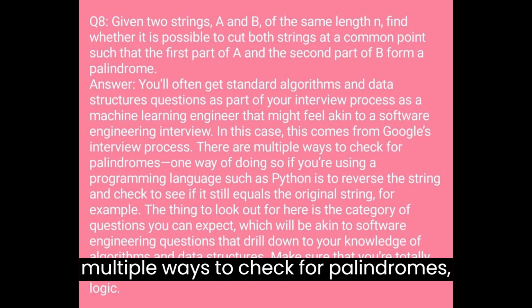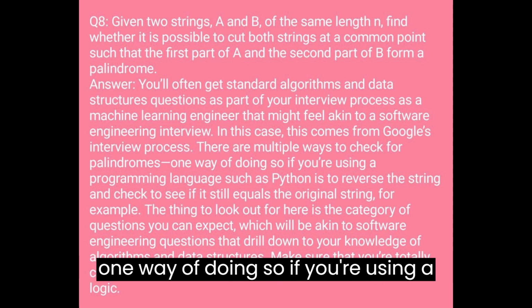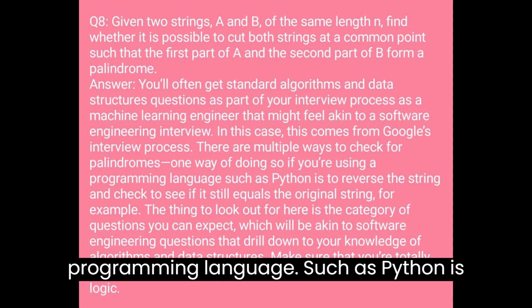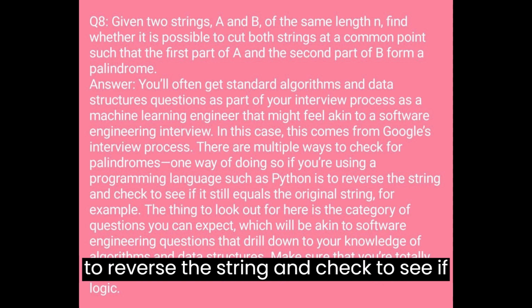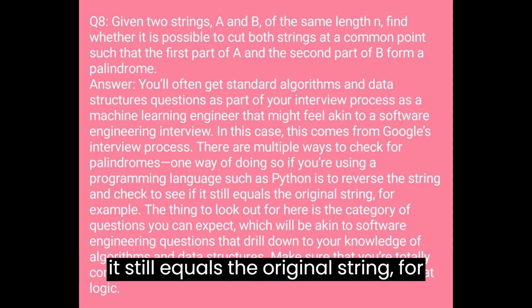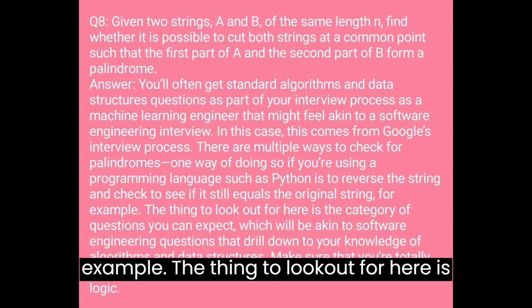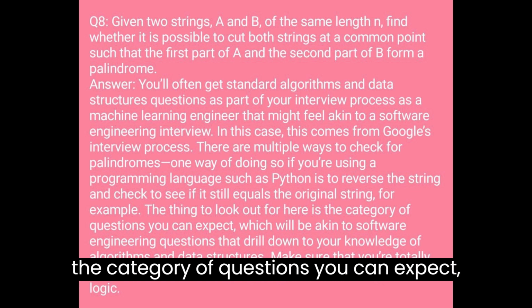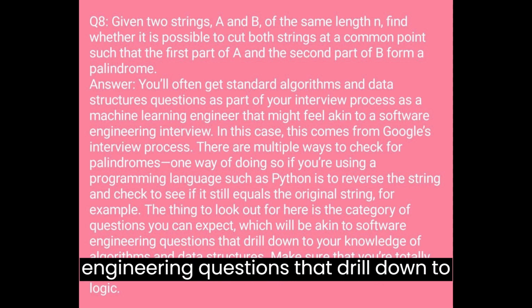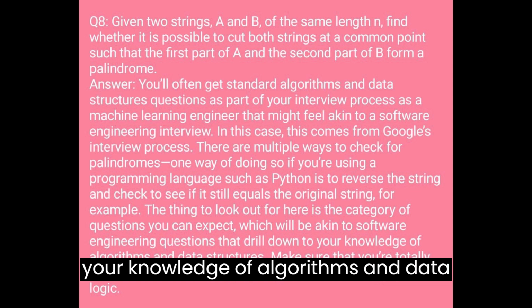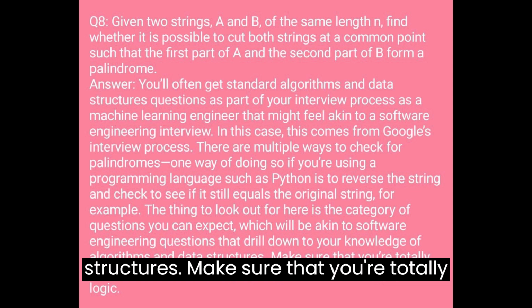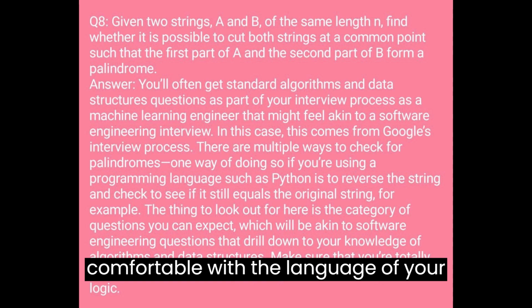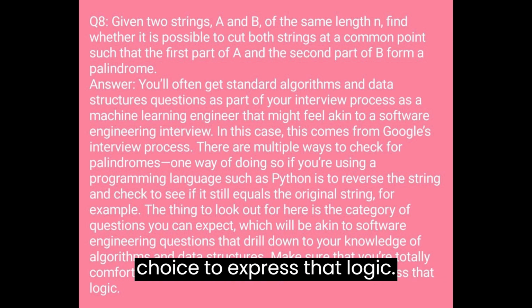There are multiple ways to check for palindromes. One way of doing so, if you're using a programming language such as Python, is to reverse the string and check to see if it still equals the original string, for example. The thing to look out for here is the category of questions you can expect, which will be akin to software engineering questions that drill down to your knowledge of algorithms and data structures. Make sure that you're totally comfortable with the language of your choice to express that logic.